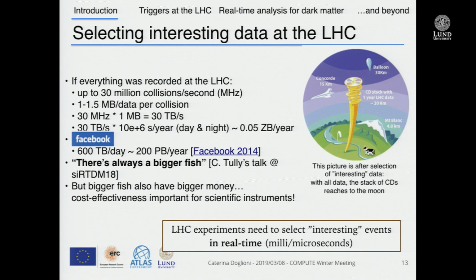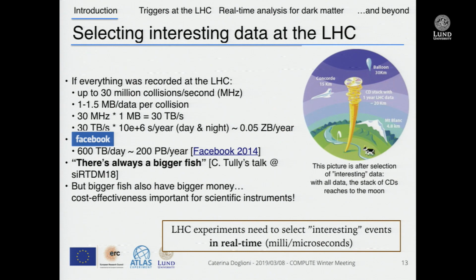So how and why do we select interesting data? Because we can't record all of it. We have up to 30 million collisions per second, 1.5 megabytes per collision. Multiply that, you get to 30 terabytes per second. Multiply by the time that the LHC is running, roughly, and you get to order 0.05 zettabytes per year.